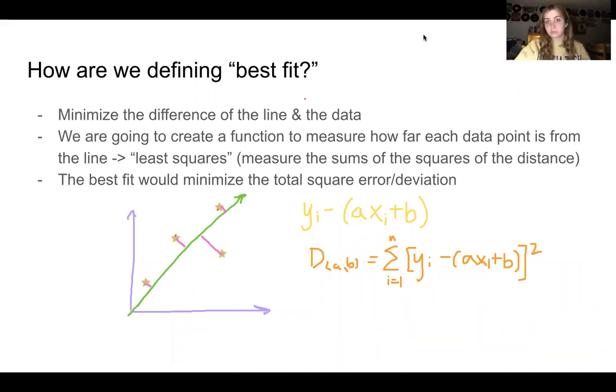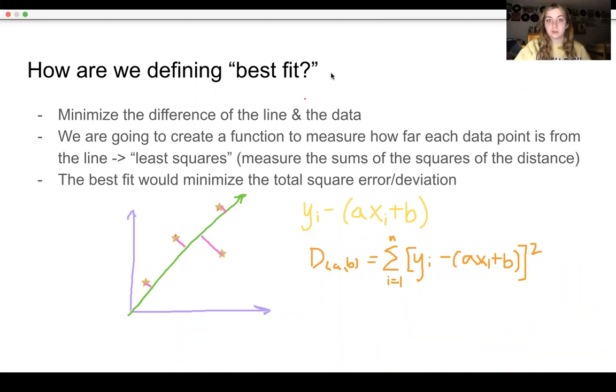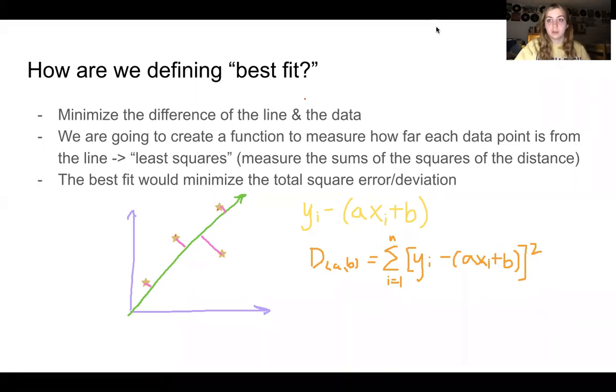That's what we're going to be doing from there. Make sure you really look at this d function. Obviously the inputs are a and b, and you can understand how it's just a summation of all of these squares of the deviations.